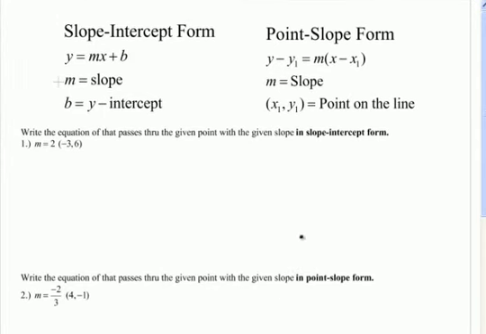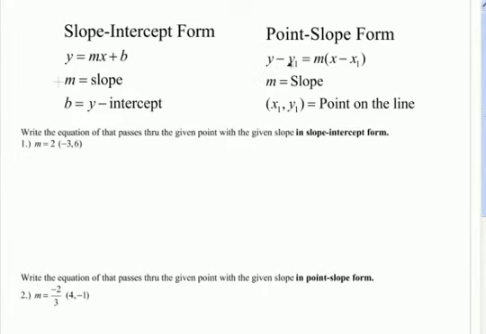In this video, I'm going to show you how you find the equation of a line. There are two ways you can find the equation of a line. One way is to go right to slope-intercept form, y equals mx plus b, where m is the slope and b is the y-intercept. The other way is to put the equation into point-slope form.